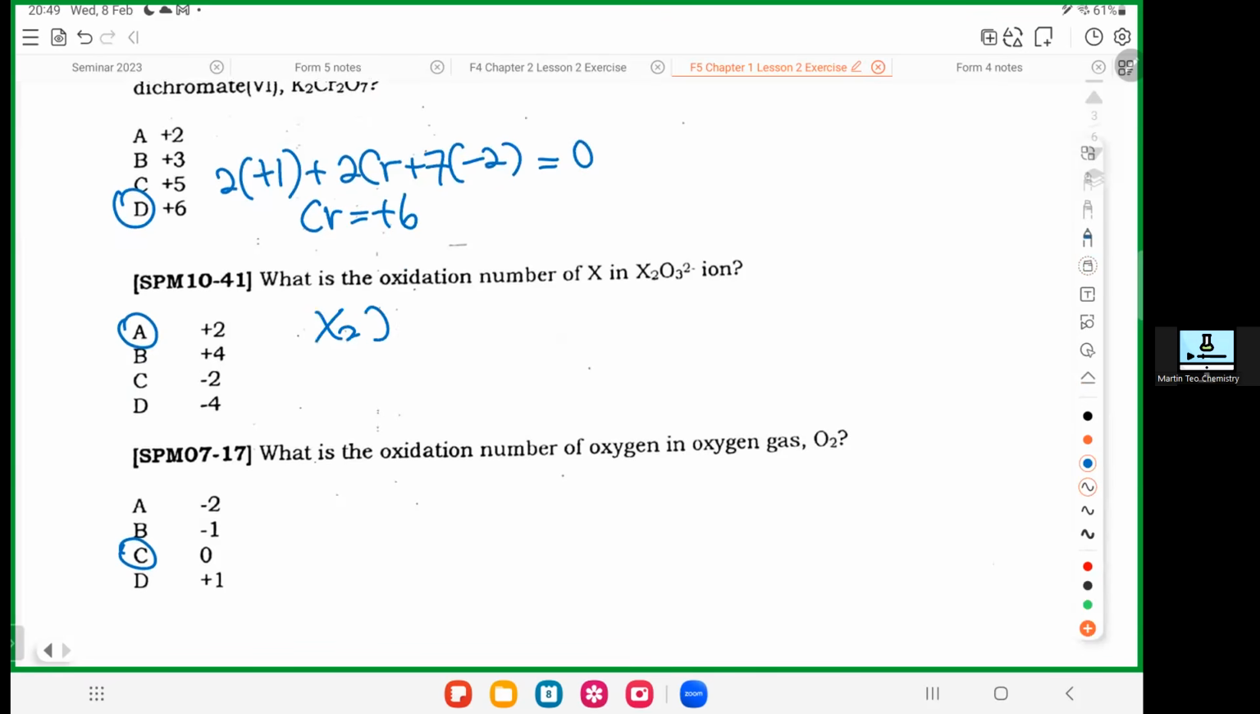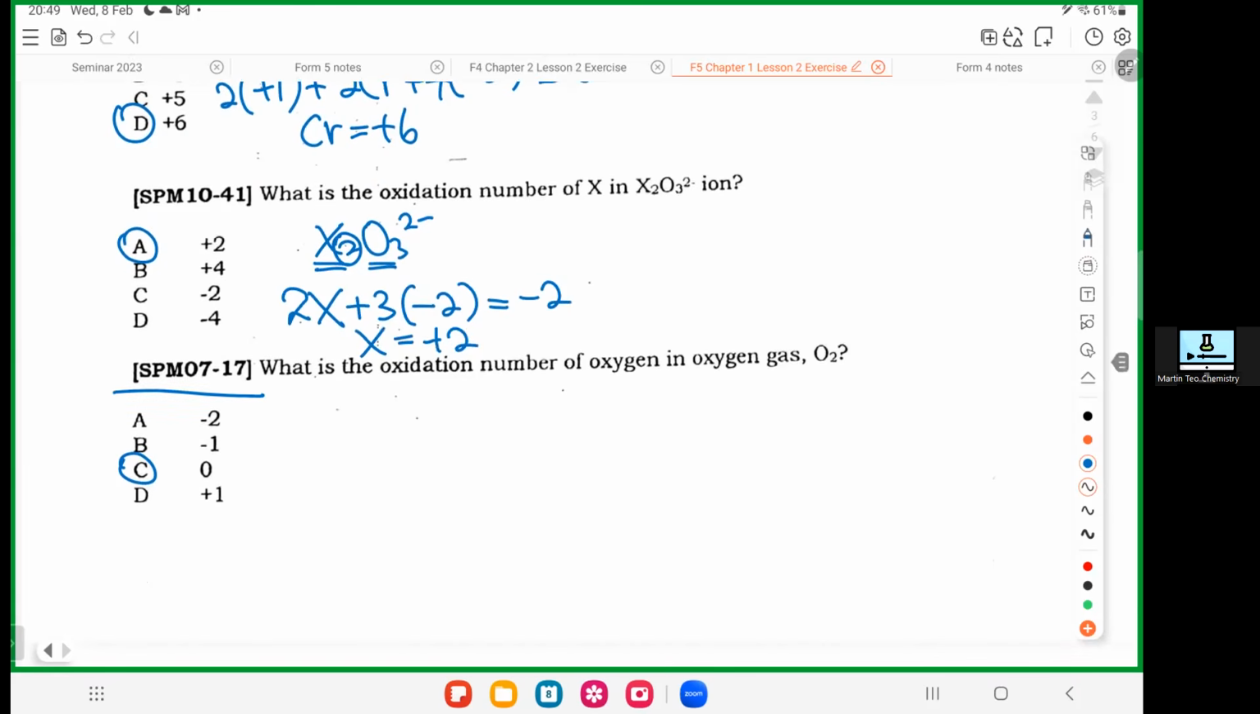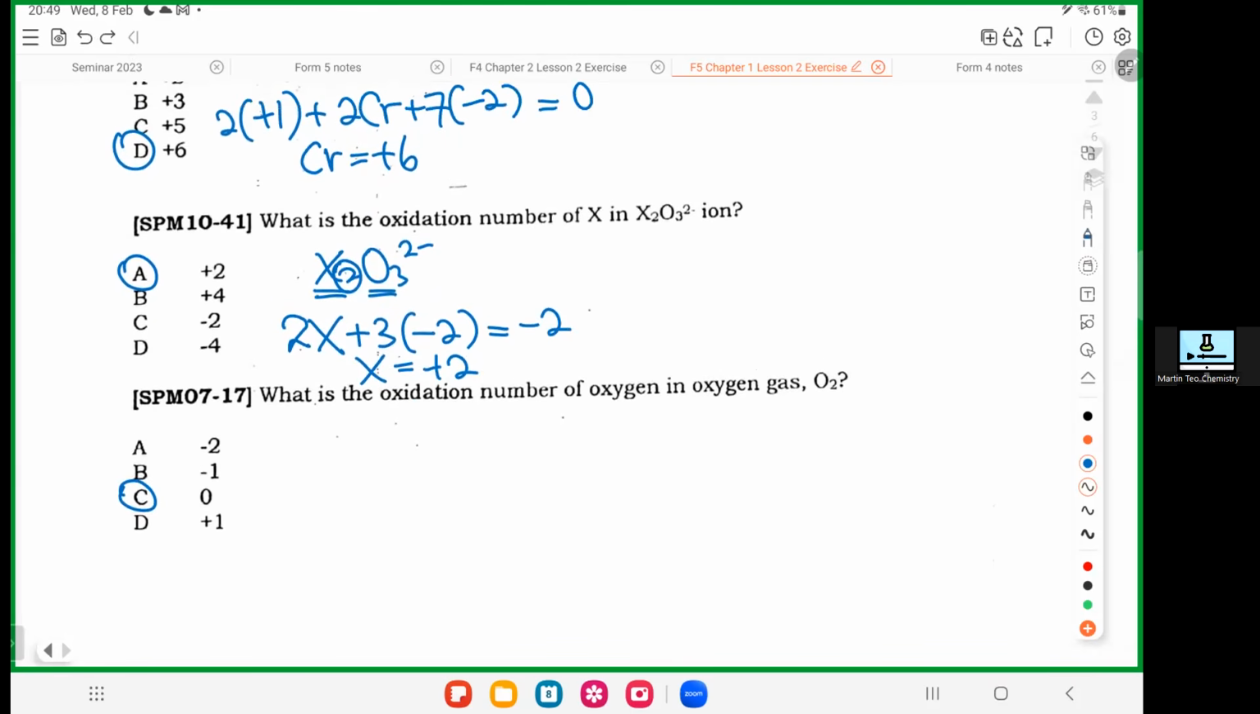Next, X2O3, 2 minus. I want to find the oxidation number for the X. I don't know, just let it be X. I have 2X, times 2 in front, add with oxygen. Oxygen is -2. I have 3 oxygen. The total oxidation number for this whole compound is equivalent to the total charge. The total charge is on the top right corner here, which is -2. Do your mathematics, you get +2. That's it. Lastly, this question is SPM 2007, a very old question, but still very relevant.